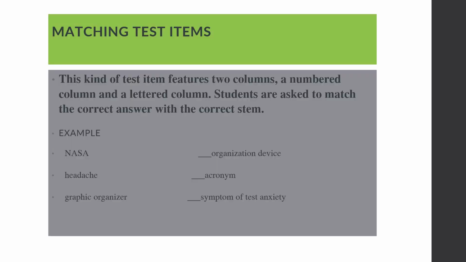The next is matching test items. Here, two columns will be given, column A and column B, and the examinee has to match the answers, that is, column A with the respective items in column B. So, this is a matching test item and it is also a kind of objective evaluation.